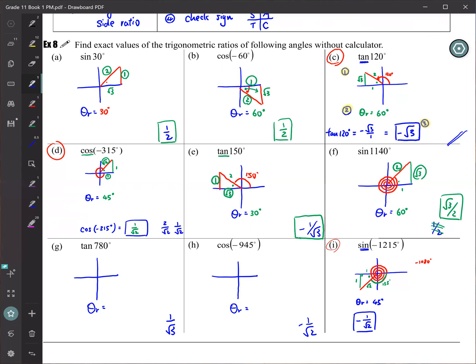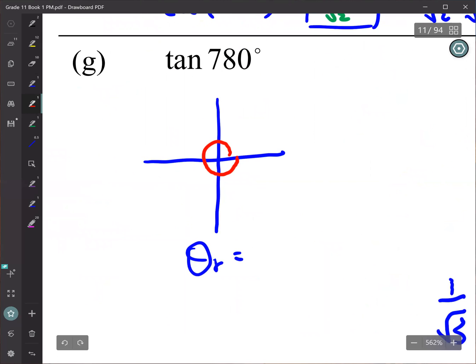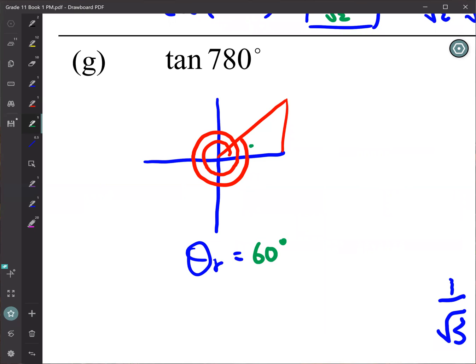G is 780 degree. And this is a positive angle, right? So one turn is 360. And then another turn, 720. 720 needs 60 degree more. So that makes the reference angle 60 degree. 60 degree is a big angle, so the opposite side should be √3. Big angle, big side. 1 and 2.